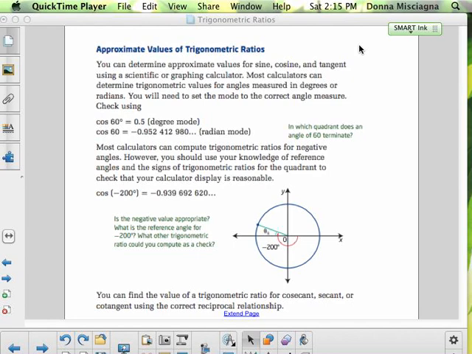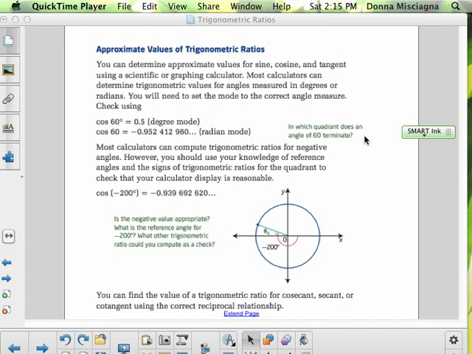All right, so approximating values of trig ratios. You can determine the approximate values for sine, cosine, and tangent using a scientific or graphing calculator. Most calculators can determine trigonometric values for angles measured in degrees or radians. You just have to make sure that you're in the correct mode.